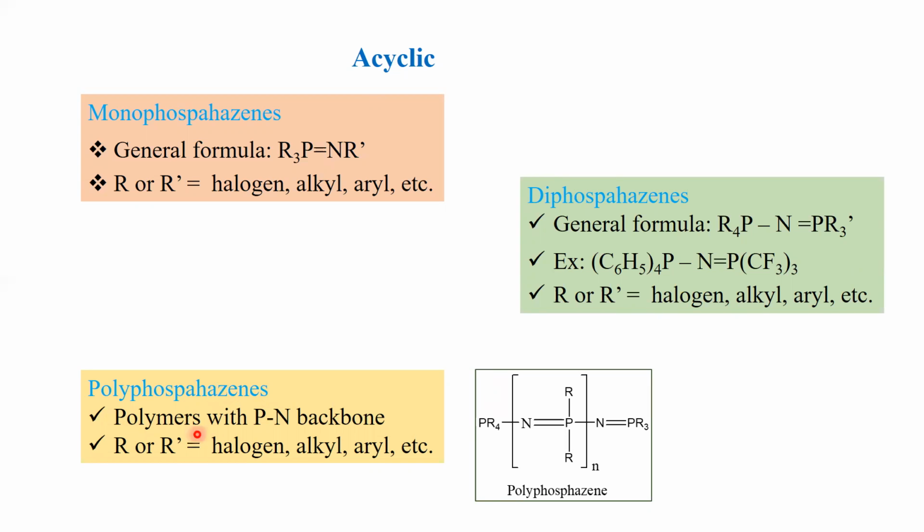Then another class of acyclic phosphazenes is polyphosphazenes. It is a polymer with a PN backbone, that is, the backbone of the polymer is made up of phosphorus and nitrogen. Then the R or R' group may be halogen, alkyl, aryl, etc. This is the structure of polyphosphazenes.